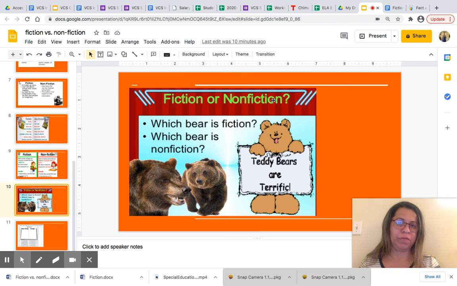Fiction or non-fiction? Which bear is fiction? This one or this one? Which bear is non-fiction? Go back, look at the definition of fiction and non-fiction and complete this activity. Which bear is fiction? Point to the fictional bear. Which bear is non-fiction? Point to the non-fictional bear.